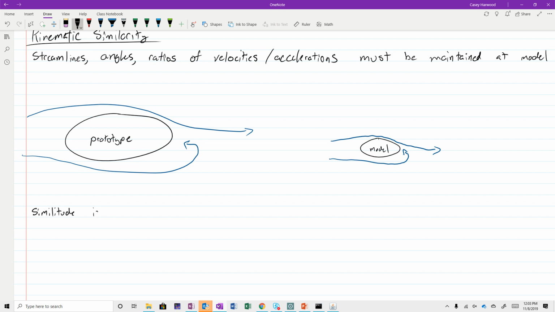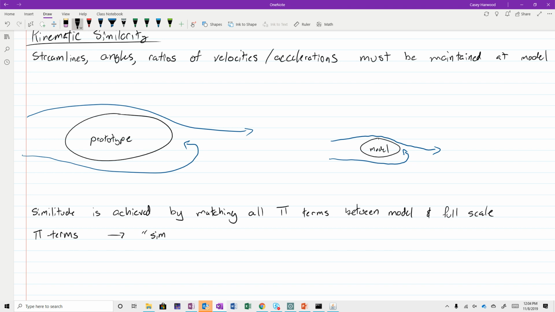So similitude is achieved by matching all pi terms between model and prototype scale, or model and full scale. Which is one reason that you'll see pi terms sometimes referred to as similarity parameters.